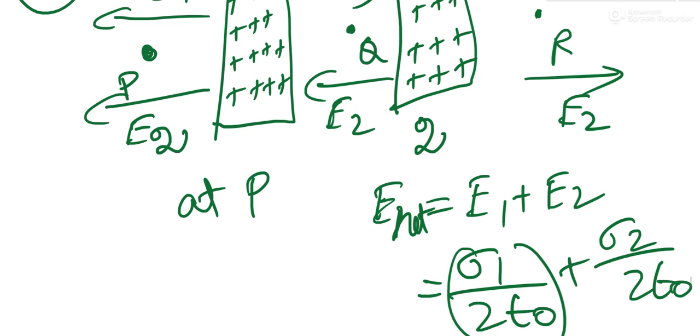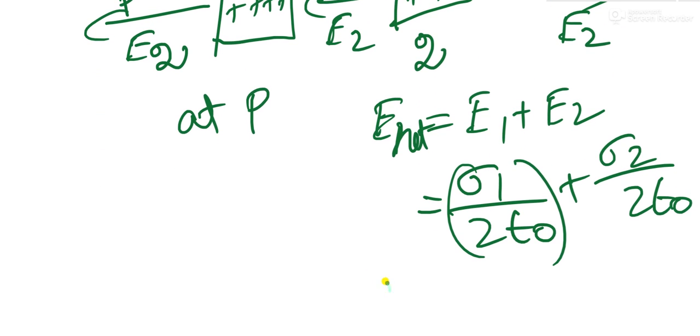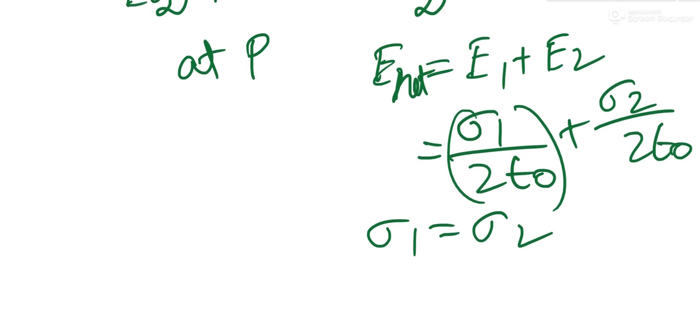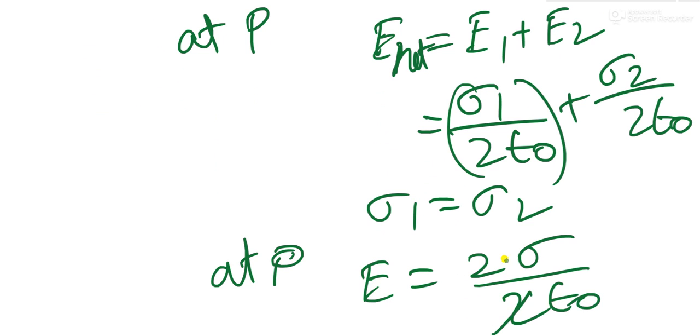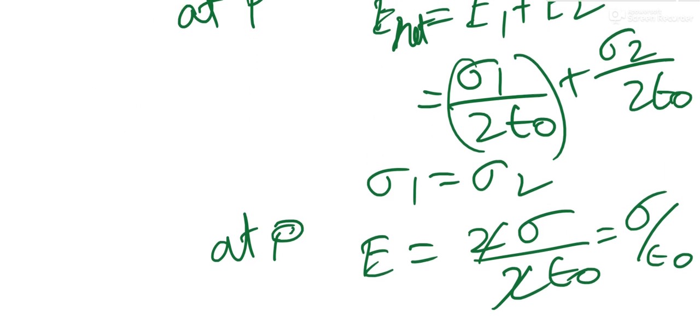Both are equal, the charge density is sigma only. Sigma 1 is equal to sigma 2. So finally, the net electric field at the point P is equal to 2 times sigma divided by 2 epsilon naught. The 2 gets cancelled, sigma divided by epsilon naught. That is at the point P.